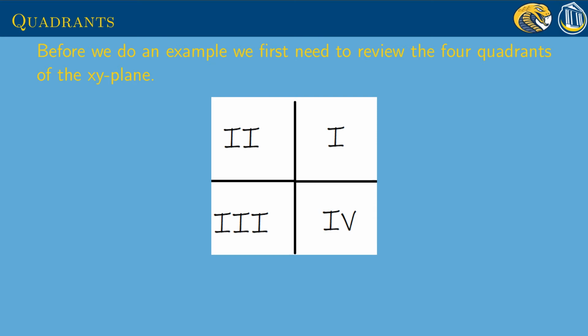In quadrant 1, y is positive and x is positive. That means sine is positive and cosine is positive. In quadrant 2, x is negative but y is positive. In quadrant 3, they're both negative. And in quadrant 4, x is positive but y is negative. Take a second to remind yourselves where this means cosine is positive and where this means sine is positive.